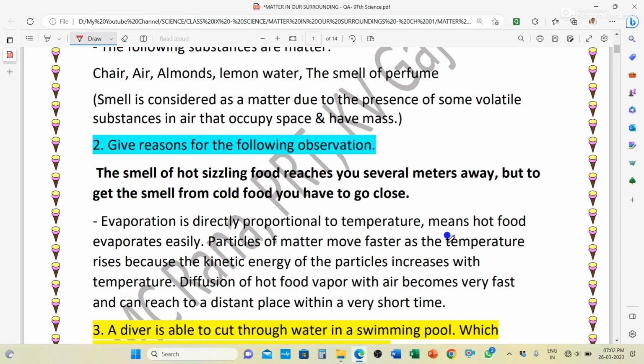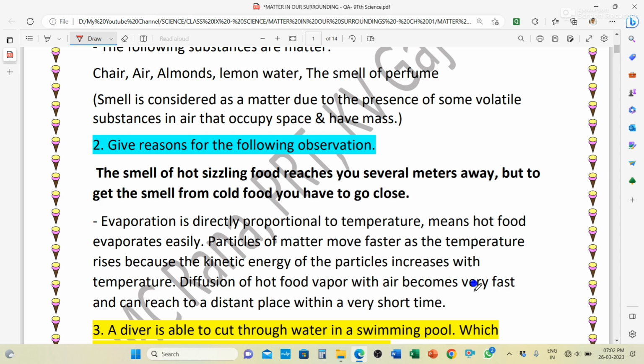Particles of matter move faster as the temperature rises because the kinetic energy of the particles increases with the temperature. Diffusion of hot food vapor with air becomes very fast. So you also know that diffusion also depends upon temperature. If temperature increases, then rate of diffusion also increases.